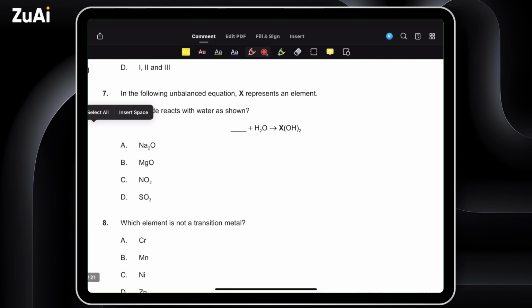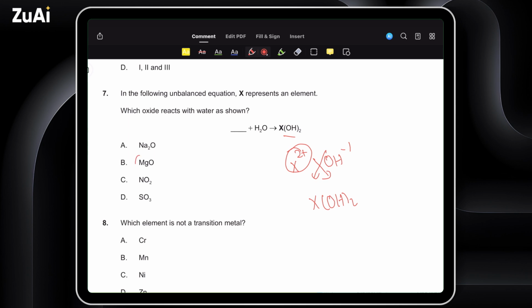In the following unbalanced equation, X represents an element whose oxide reacts with water as shown. So when X has a 2+ charge, and because OH is 1-, when you swap the charges, it forms X(OH)2. So X should belong to the second group. So magnesium is the thing which belongs to the second group. So B is the answer.